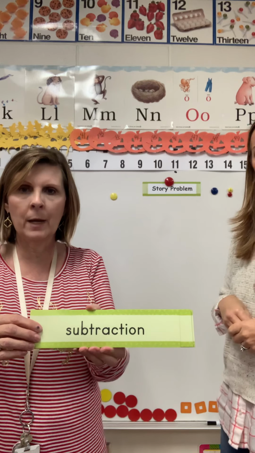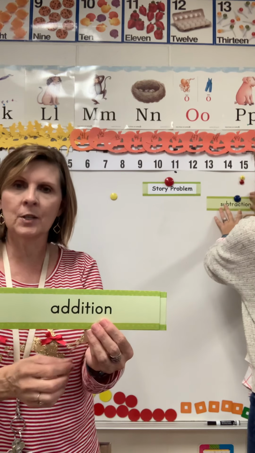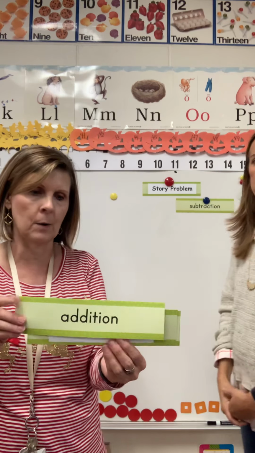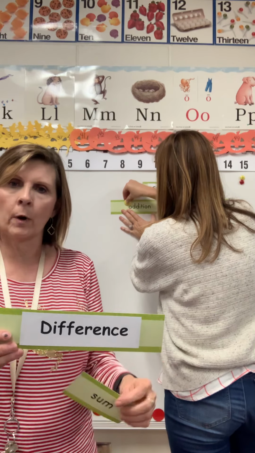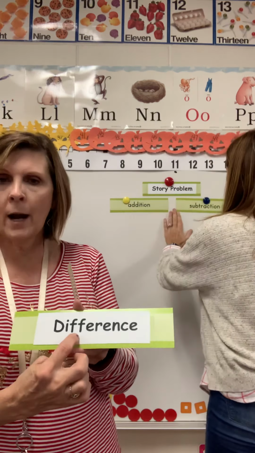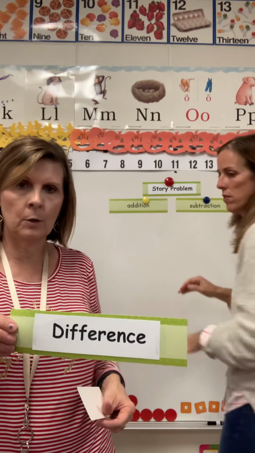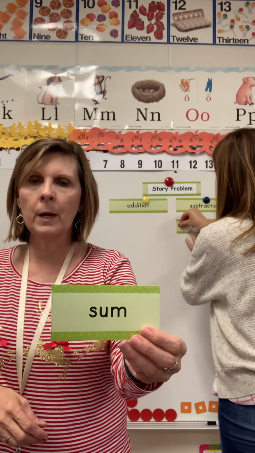Subtraction is when you have a bigger number and you take away a smaller number and it gives you another smaller number. And then another story problem, we're going to be trying to do addition. That's when we put two smaller numbers together to get a bigger number. When we get our answer to the story problem for subtraction, our answer is the difference between the two numbers. And the answer for the addition will be the sum.